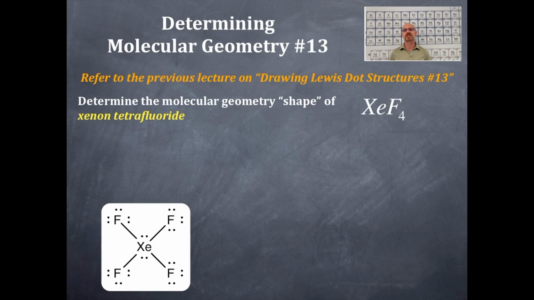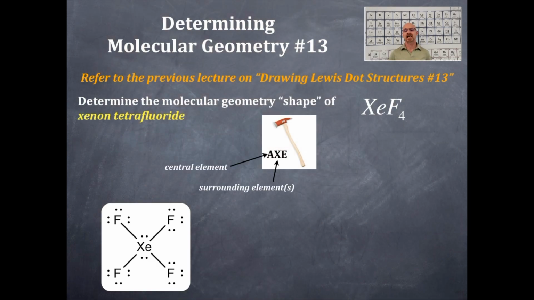So the first thing that we're going to do before we can get the shape is that we need to draw the Lewis dot structure. So I'm going to refer you back to a previous video, and you're going to review that video, and that's drawing Lewis dot structures number 13. And you should see in your lower left-hand corner the Lewis dot structure for xenon tetrafluoride. Okay, so we are following this axe-like structure here, which we've gone over multiple times now, 13 of them today, at least in this series.